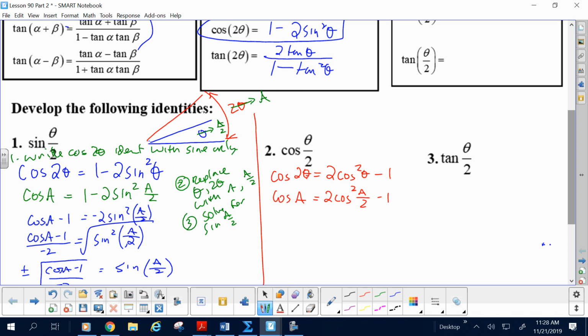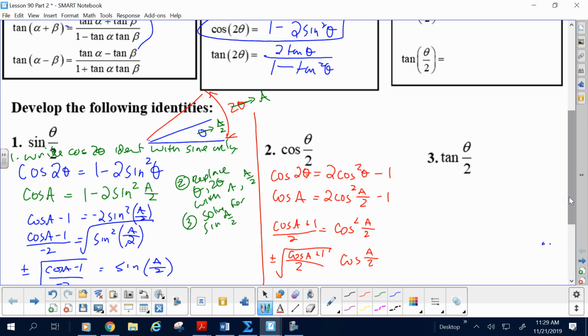Okay, so what should we do? Divide by 2. Not yet. Move the 1 over first, then add 1, divide by 2. Let's do that in 2 steps I think we can. Okay, now what? Square root, and when you square root, it's plus or minus.